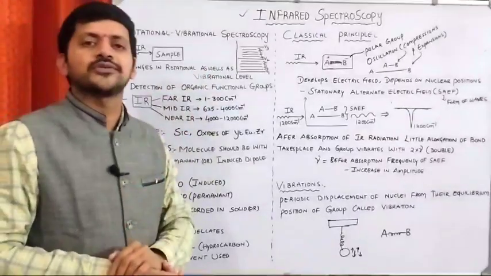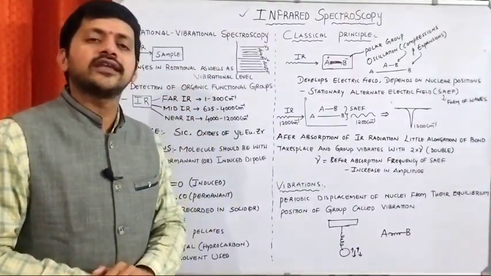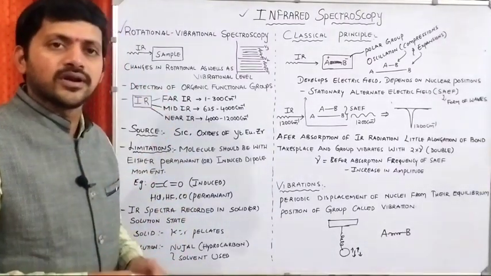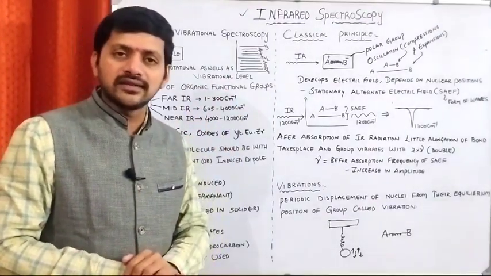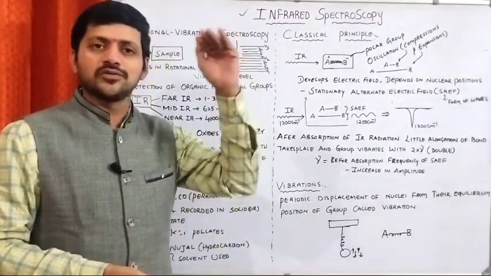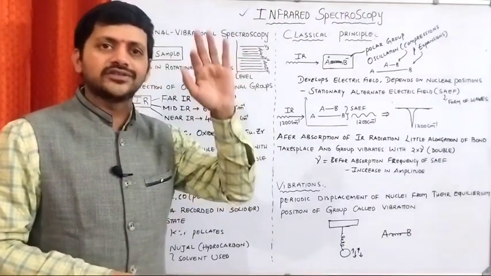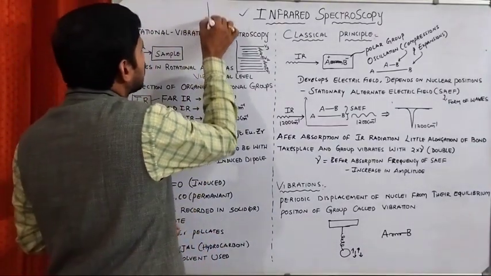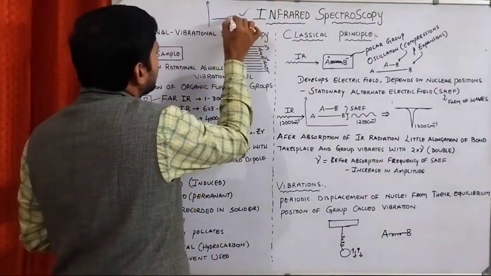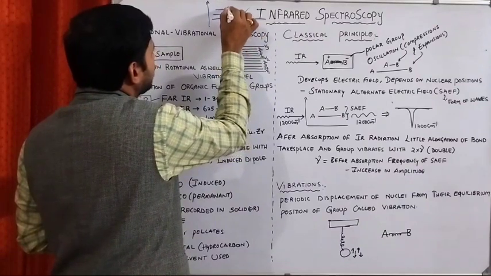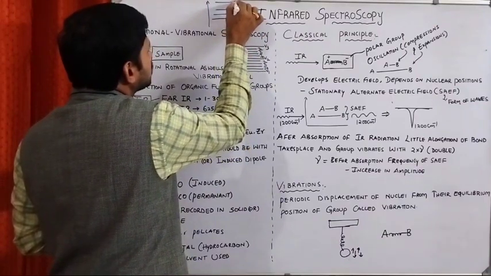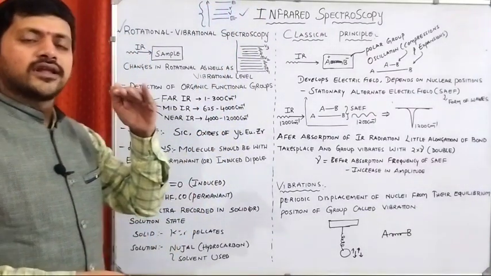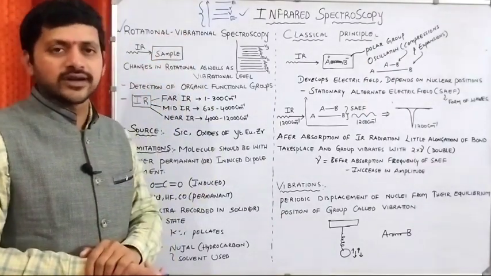Rotational vibrational spectroscopy. Why are we calling it rotational and vibrational spectroscopy? Because if you take any kind of molecule, in the molecules we have molecular energies, right? The molecular energies are what? Electronic energies, rotational energies, vibrational energies, right? It means that in the molecular energy diagram, we have electronic levels, vibrational levels and rotational levels. So the molecular energies have electronic levels, vibrational levels and rotational levels.